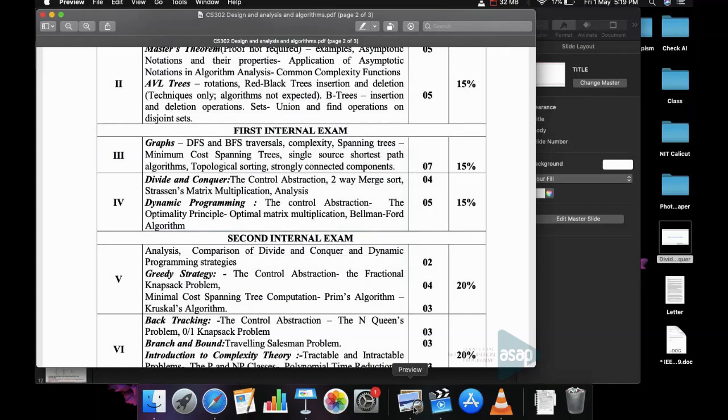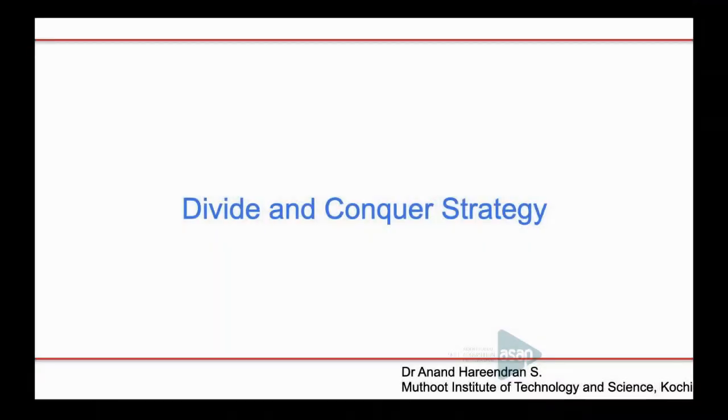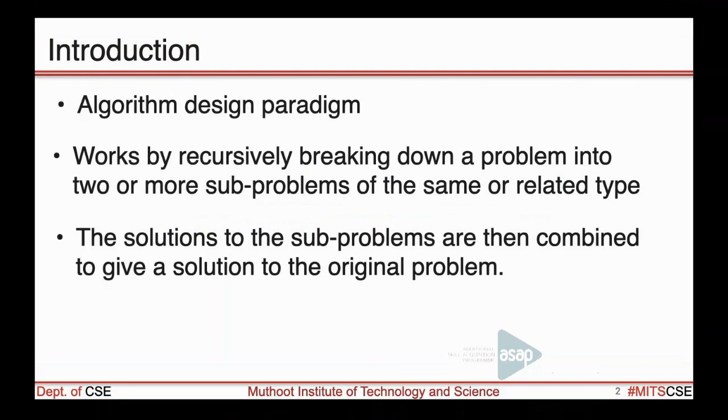Today we are going to cover divide and conquer, the two-way merge sort, Strassen's multiplication, its analysis, and also a bit of fifth module, the comparison of divide and conquer with dynamic programming. So these are the items that we are going to discuss today. So let's start with divide and conquer strategy.